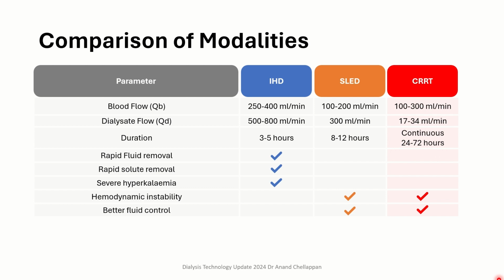Now, what are the advantages of intermittent hemodialysis? It can remove a large amount of fluid in a short duration. It can correct solute disturbances and remove the solutes quickly. And severe hyperkalemia patients benefit better with intermittent modalities since the removal is also fast and enhanced. These are the advantages of intermittent hemodialysis over SLED and CRRT. Whereas SLED and CRRT are better tolerated in patients with hemodynamic instability and they offer a better fluid control. So that is where the advantage of SLED and CRRT over intermittent hemodialysis lies.